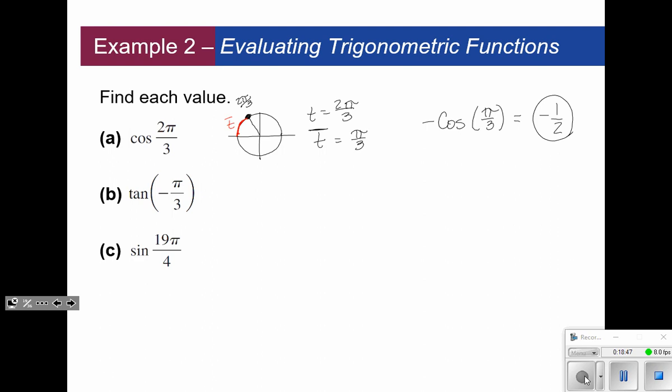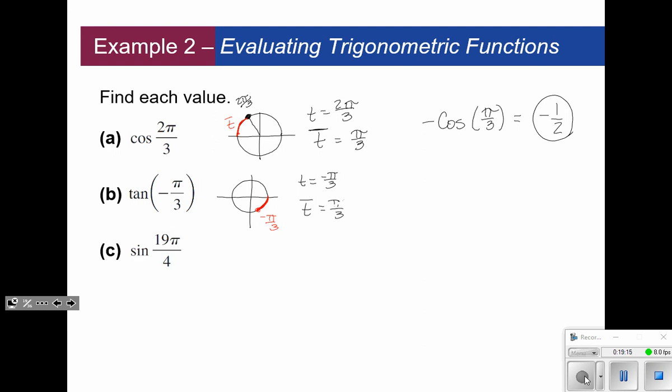Tangent of negative pi over 3. Now, negative does what for us? It goes down, right? So here would be negative pi over 3. Again, what's the reference number there? Just pi over 3, right? So our t, the terminal point, was negative pi over 3. Our reference is just positive pi over 3.